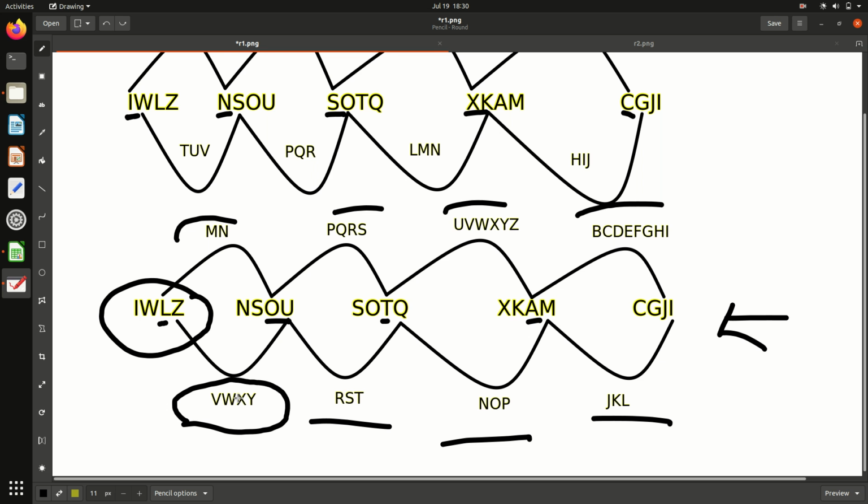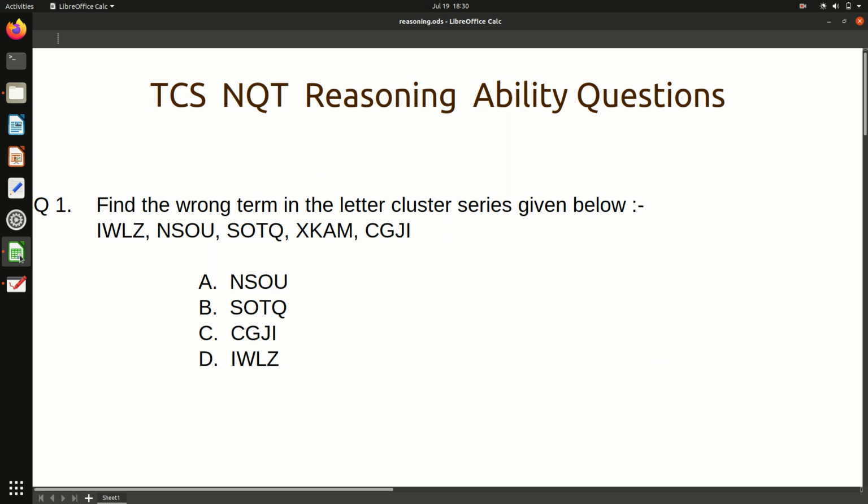So after U it should be VWX only, and then here it should be Y. Okay, then the pattern was okay, but since it is Z here, it means a 4 letter gap is here, so this will be the wrong one. Okay, so IWLZ, so this will be our solution.